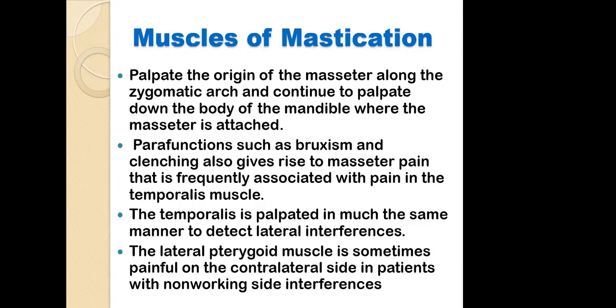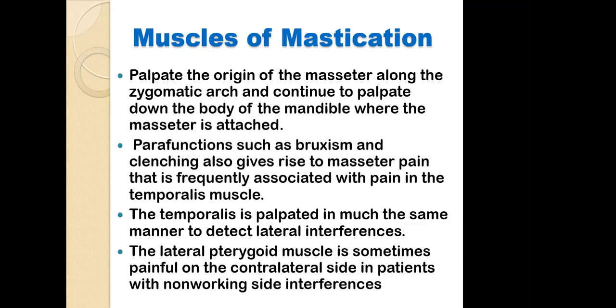So then you want to assess the muscles of mastication. You want to palpate the origin of the masseter along the zygomatic arch, and continue to palpate down the body of the mandible where the masseter is attached. Then parafunctions such as bruxism and clenching will give rise to masseter pain, also associated with pain in the temporalis muscle.